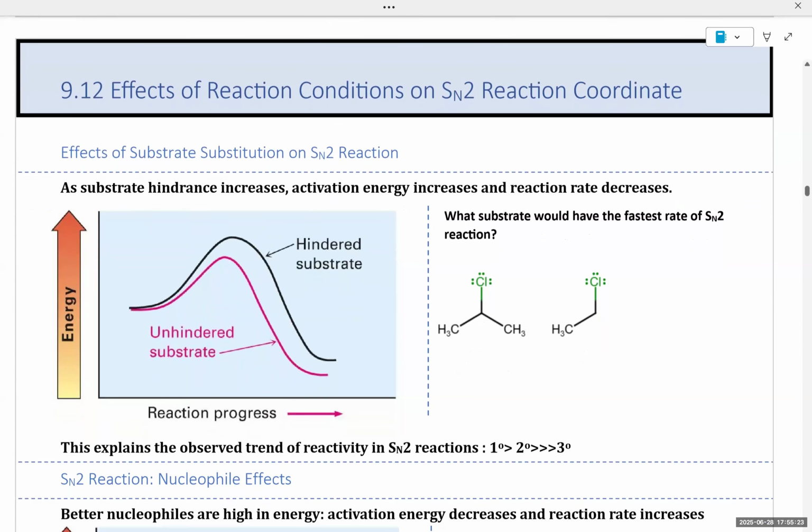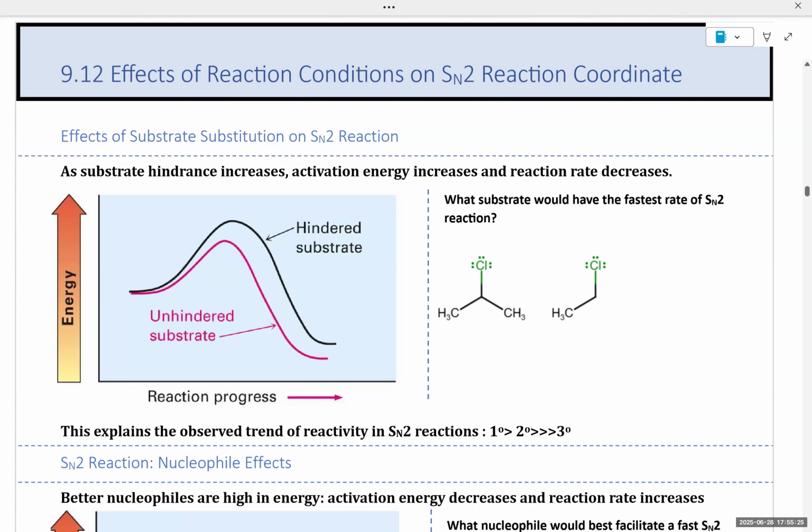Let's talk a little bit about the effects of reaction condition changes on the SN2 reaction coordinate. The SN2 reaction is a single step. And as we discussed, as substrate hindrance increases, the rate of reaction slows. This is because the activation energy increases, which in turn decreases the rate of reaction. So if you have a hindered substrate, it will be a slower reaction compared to an unhindered substrate.